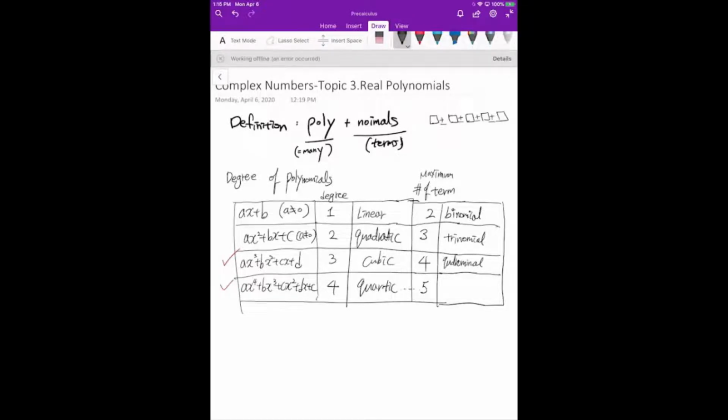Number 5. Even though you can use the Latin words for quartic, I think it's a pentanomial or something. It's number 5. But when the number of terms or degrees get higher, it's too confusing and difficult. So people just say, okay, this polynomial has maximum 5 terms, something like that. So you don't really call it. Yeah, let's just leave it like that.